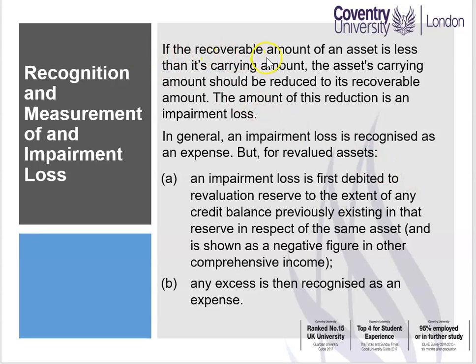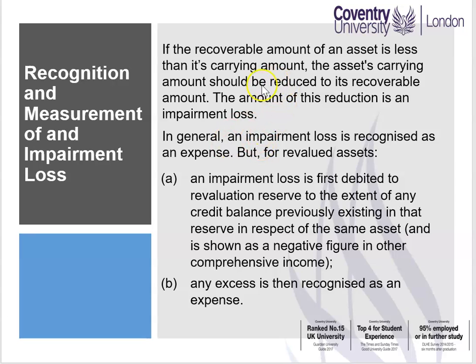So if the recoverable amount of an asset is less than the carrying amount, then that asset's carrying amount should be reduced to its recoverable amount. The amount of this reduction, in our example, £1,000, is the impairment loss. How do we reduce it? In general, the impairment loss will be recognized as an expense.